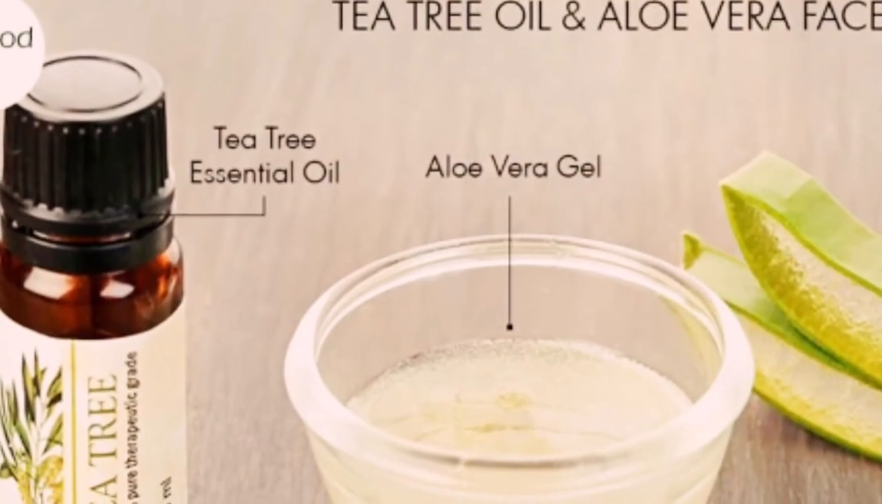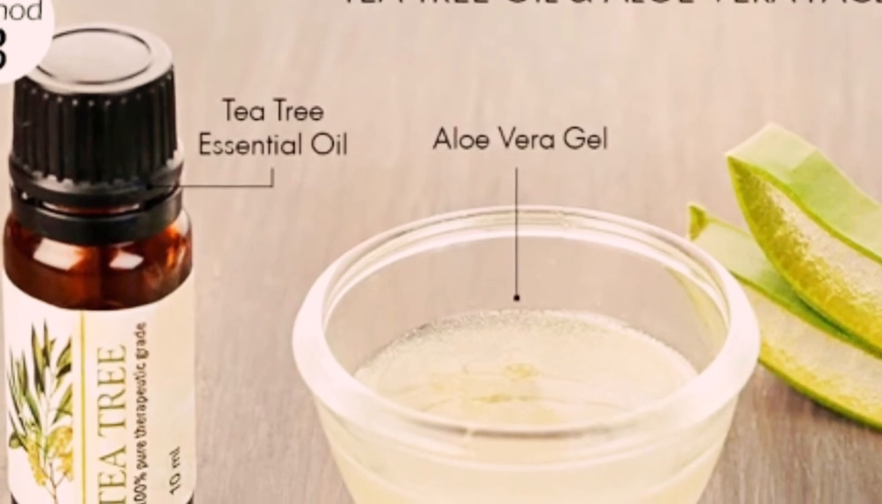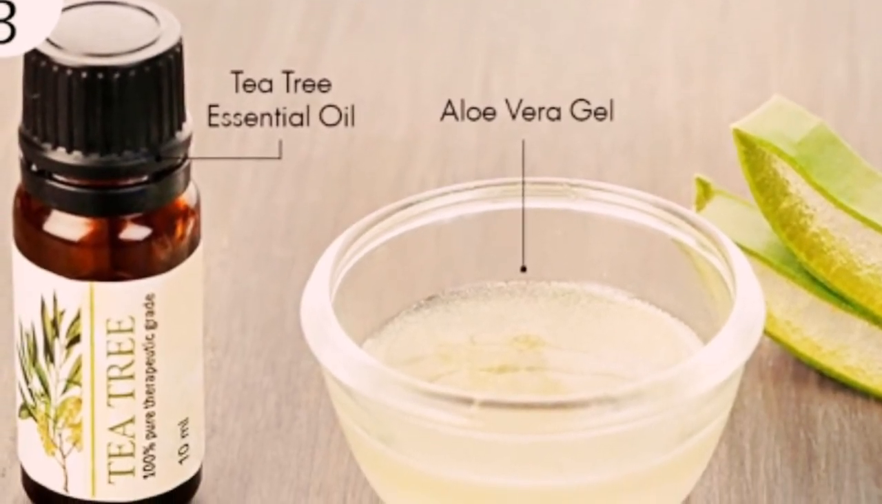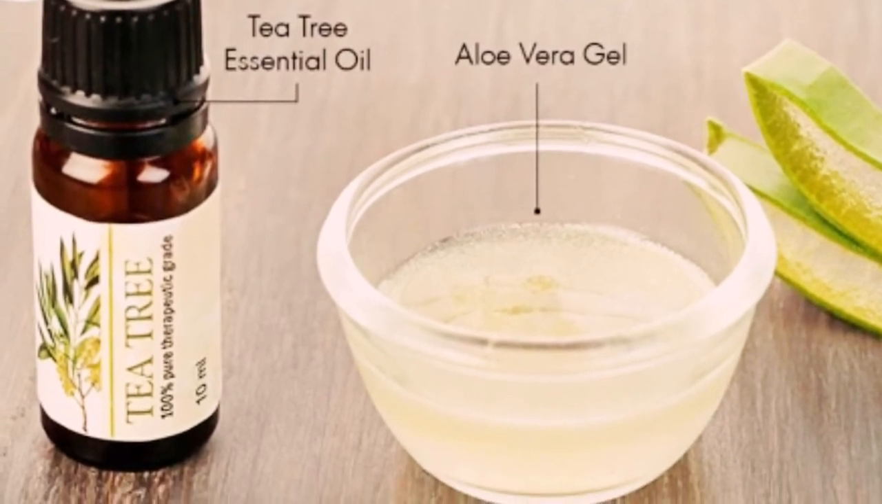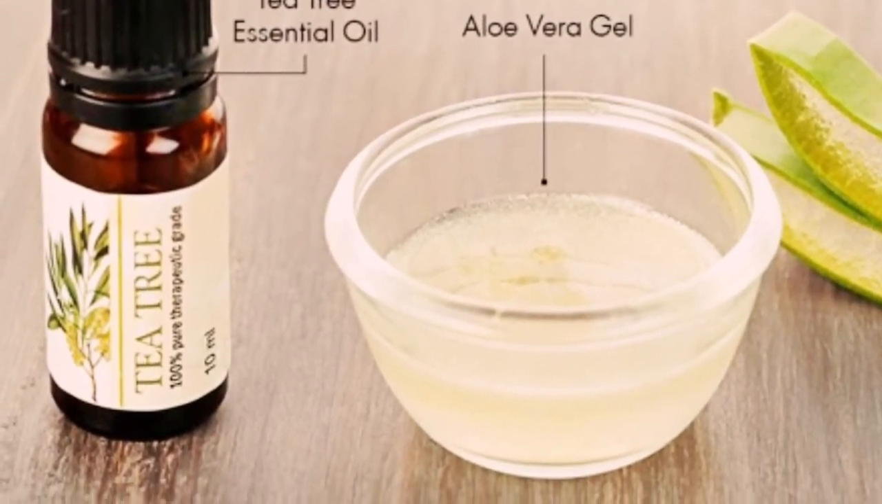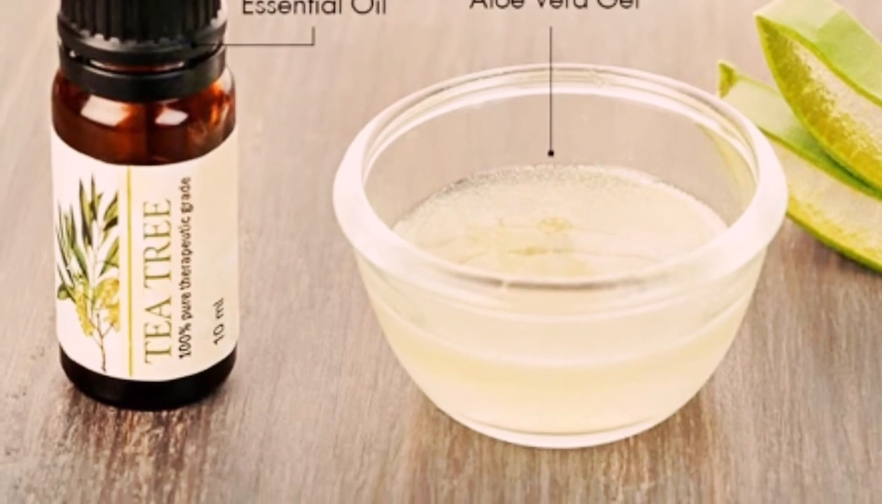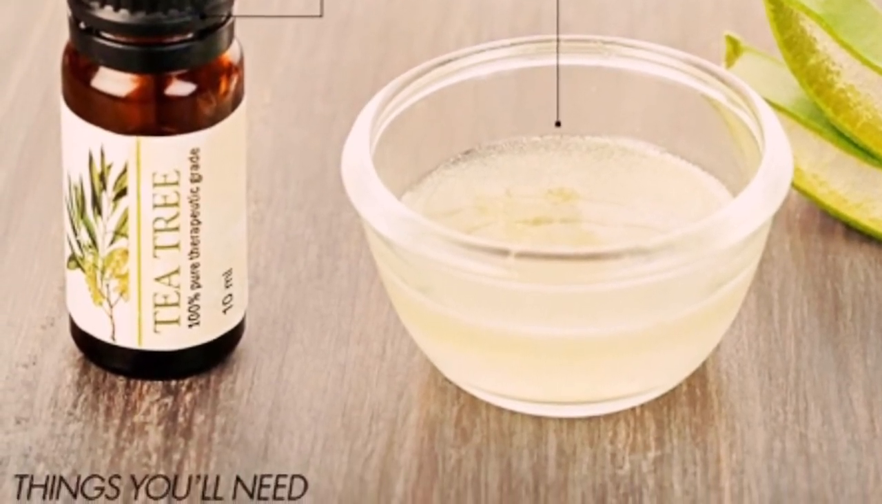You can also make a face mask from this tea tree oil. For that, you have to add 3-4 drops of tea tree oil in 2 teaspoons of fresh aloe vera gel, and then apply it all over your face. Leave it for 15 minutes and then wash with warm water.